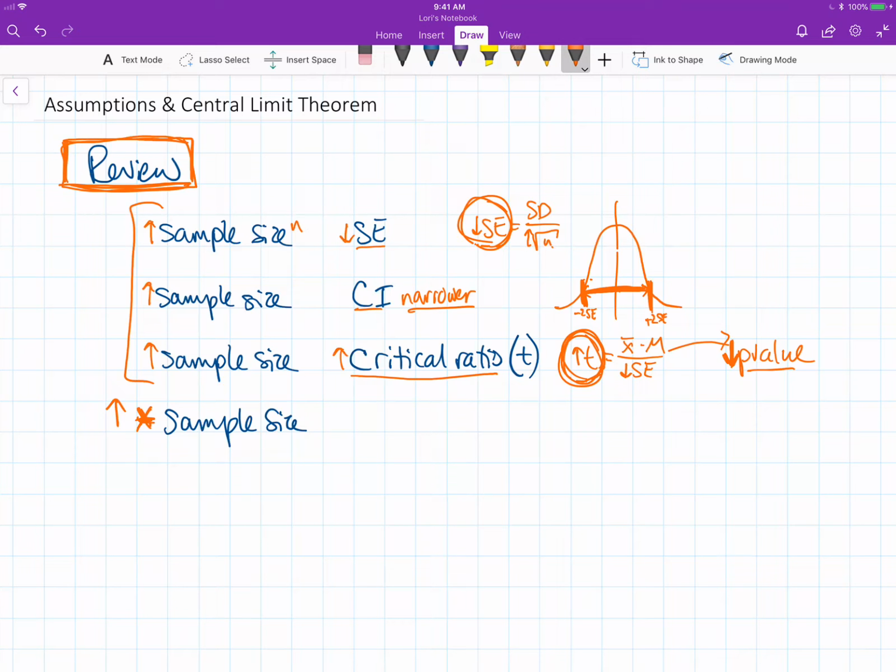This other concept, the new thing that I want to talk about, is that as we increase n, as we increase sample size, another interesting thing happens, and it does not have to do with how spread out they are. All of these have to do with how far spread out they are. So the standard error is spread. The confidence interval is spread. The critical ratio is related to whether that hypothetical value falls within the spread. But another thing happens, and that is that as the sample size goes up, the shape of the distribution becomes more symmetrical.